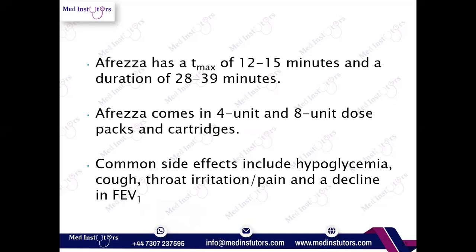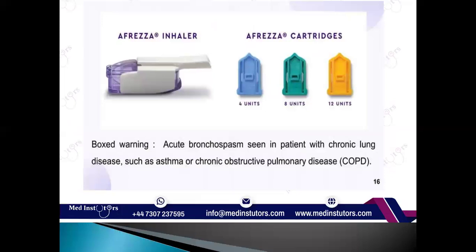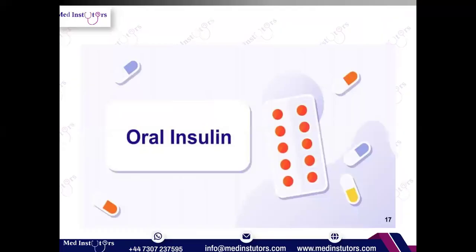And this is the Afreeza inhaler. You can see here we have the Afreeza inhaler, and the cartridges are there with 4 units, 8 units, and 12 units. The boxed warning is acute bronchospasm, seen in patients with chronic diseases such as asthma or COPD, the chronic obstructive pulmonary disease. If these patients take Afreeza as an inhaled form, they may suffer acute bronchospasm. That is the warning given for Afreeza. So that is about the inhaled insulin.